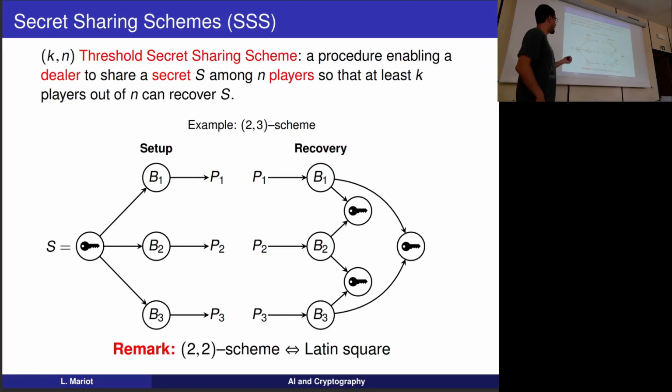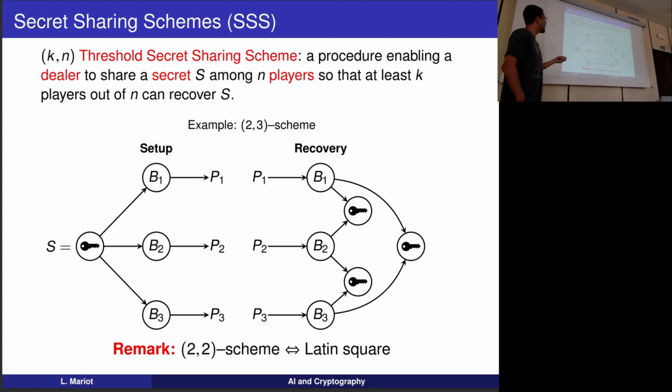And this is exemplified by this picture here, where you see we have 3 players and we want to make a threshold secret sharing scheme 2 out of 3. So at least 2 players need to combine their shares in order to reconstruct the secret. The dealer will start with the secret information that is represented by this key here, because usually the secret is a cryptographic key. And it will generate these 3 shares, B1, B2, and B3. Okay. And then these will be securely transmitted to the participants P1, P2, and P3.